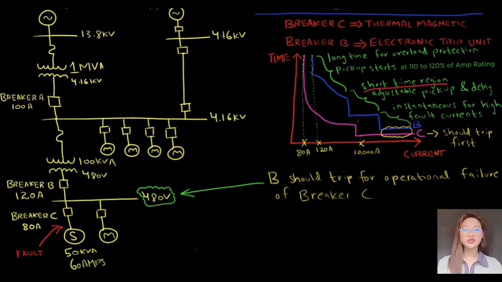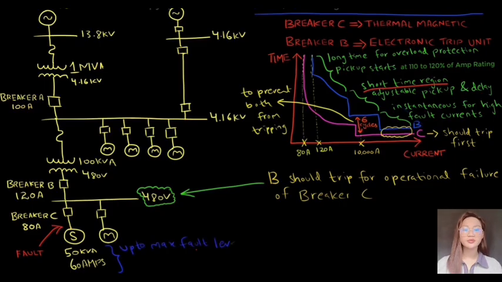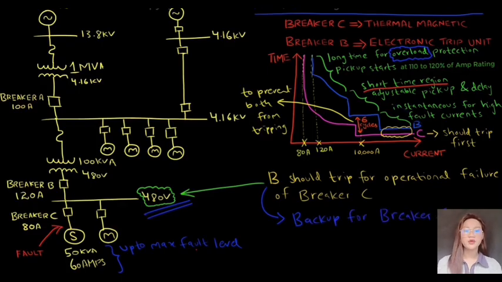This is where the short time region comes into play. We will use this region to define an additional delay time of 6 cycles, which would prevent breaker B from tripping simultaneously with breaker C. With this scenario, breaker C protects the load up to the maximum fault level on the terminals of the load. It also protects against overloads. Breaker B protects the 480 volt bus and acts as a backup protection device for breaker C. We have achieved good coordination for this particular scenario. This concludes our discussion on TCC curves and their role in achieving protective coordination.